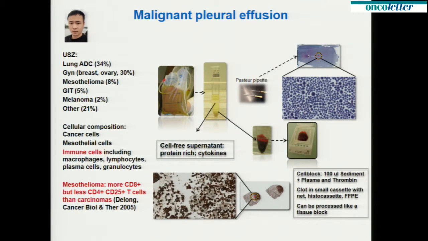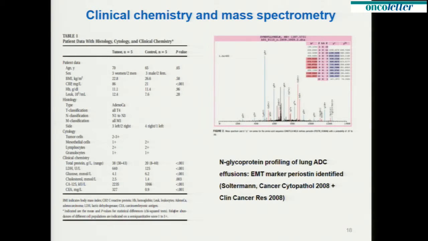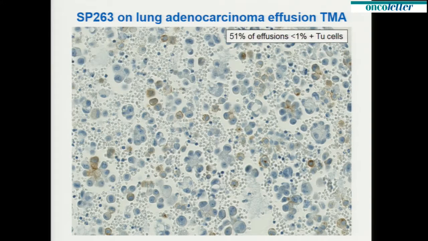For example, they have different immune profiles. Mesothelioma actually has more CD8 in the effusion, whereas the carcinomas have more CD4 and CD25. So you can see here the sediment. We take these cells, and this gives us the cell clot that we stain for the cell blocks. One can also do, I once did a study on clinical chemistry. One can also do mass spec. For example, here I detected an EMT marker, periostin, in the pleural effusion. And for the moment, what he is doing is tissue microarrays out of cell effusion blocks.